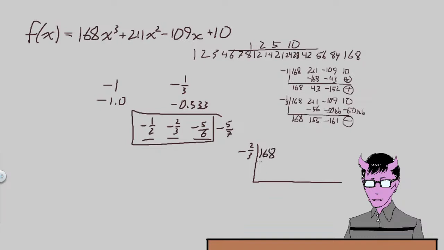So 168, drop that down. This is 211, 109 and then 10. So multiplying those two, the product, this gets very annoying, of course. What's 1/3 of 168? It is 56. But 56 times 2 is 112 with a negative. Yeah. So summing that, we get 9.